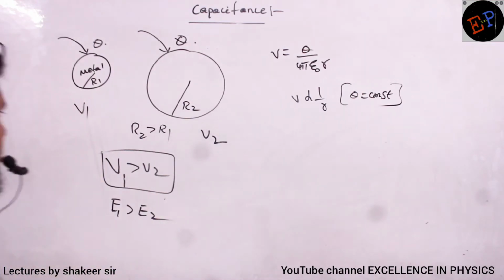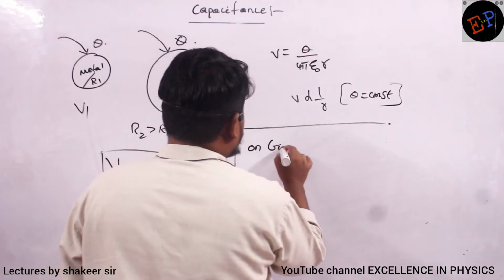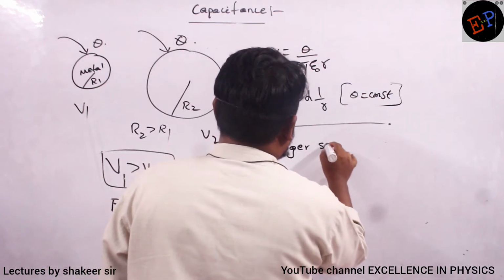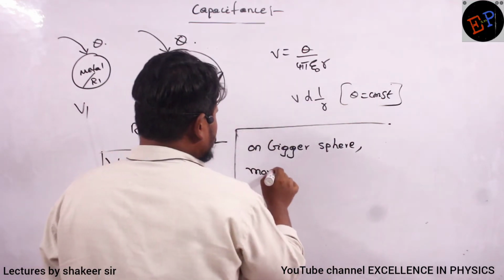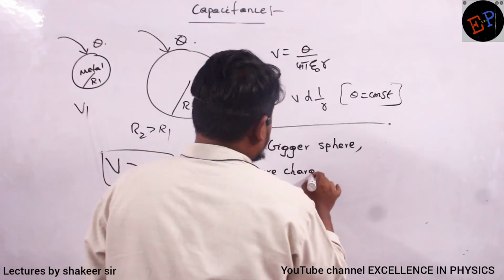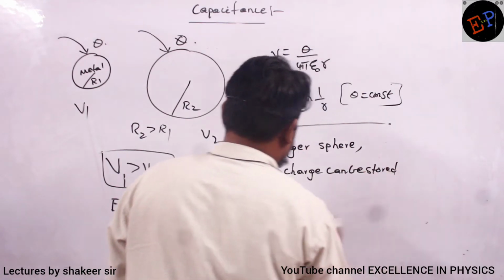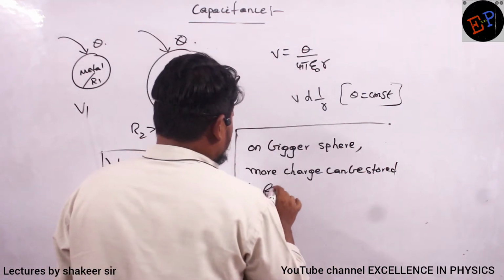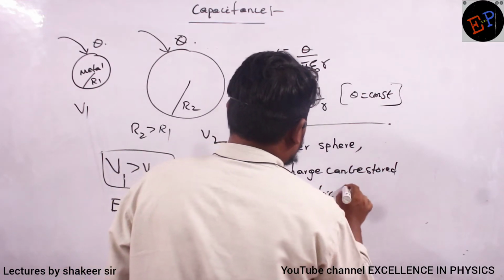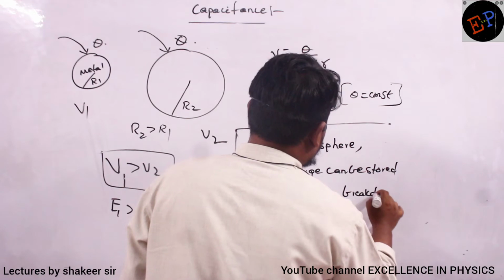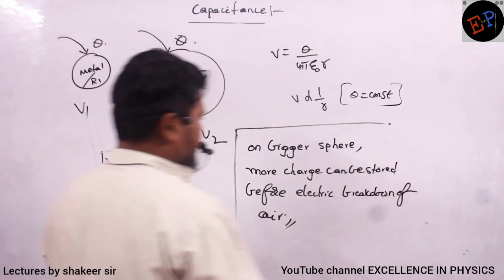So therefore, on the bigger sphere, more charge can be stored before electric breakdown of air. That is the concept.